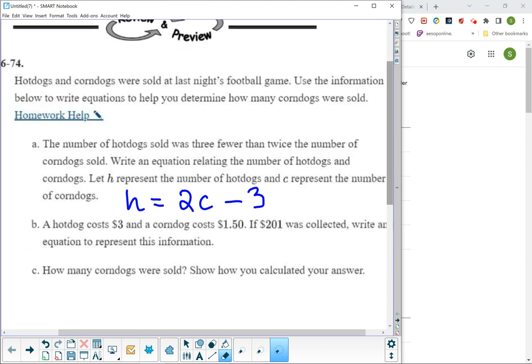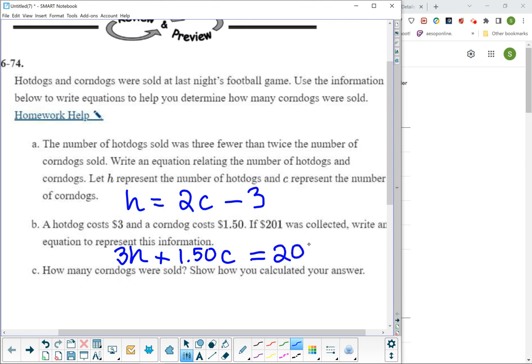B, a hot dog costs $3. So we're going to go ahead and write down, every hot dog is going to be multiplied by 3. And corn dogs cost $1.50. So every corn dog is going to be 1.5. And together, it's going to be $201. Write an equation right there.